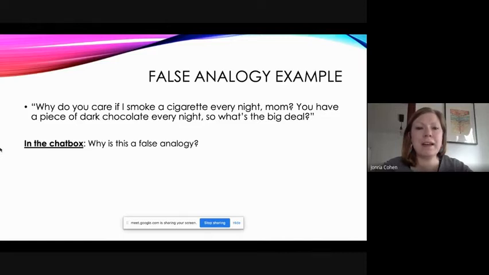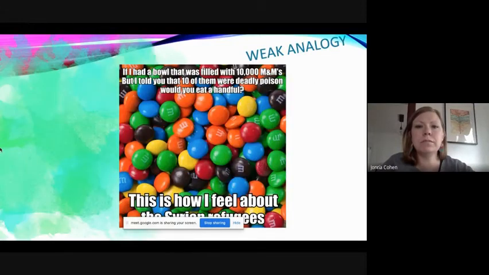Okay, welcome back. So the two things being compared are smoking a cigarette and eating a piece of dark chocolate. Are cigarettes and dark chocolate the same? They're both bad for you, right? But one is significantly worse, you could argue, than the other. Smoking a cigarette does not have the same effect on your body as eating a piece of chocolate, right? Cigarettes are worse.